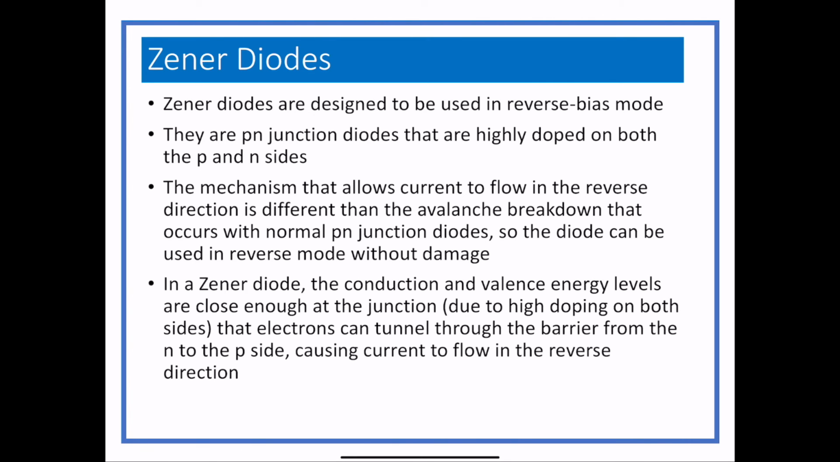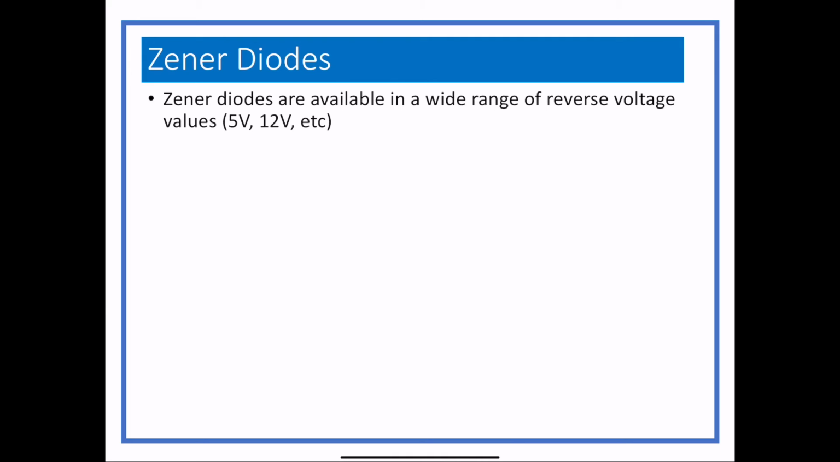In a Zener diode, the way the conduction and valence levels work at the junction, because of the high doping on both sides, electrons actually can tunnel through that border or barrier. And the nice thing is it doesn't harm the diode to do that. It just happens, but it doesn't harm it. The forward bias drop is still around 0.7, so that doesn't change. But the reverse bias is actually a wide range of values. So you can have 5 volts, 12 volts, whatever.